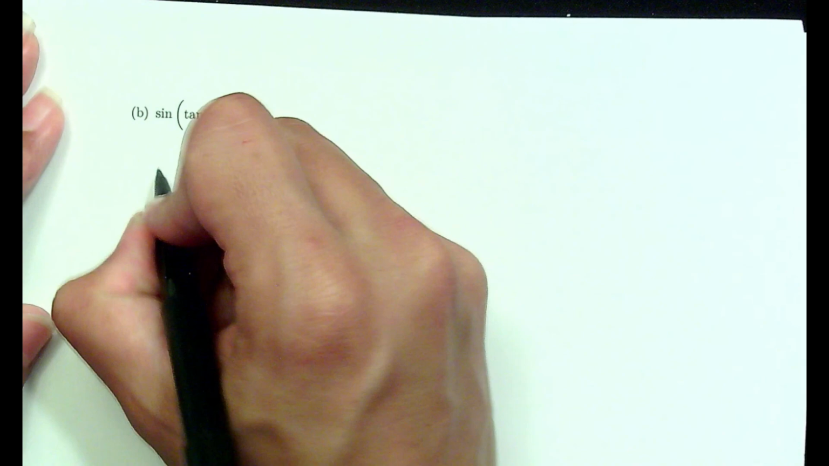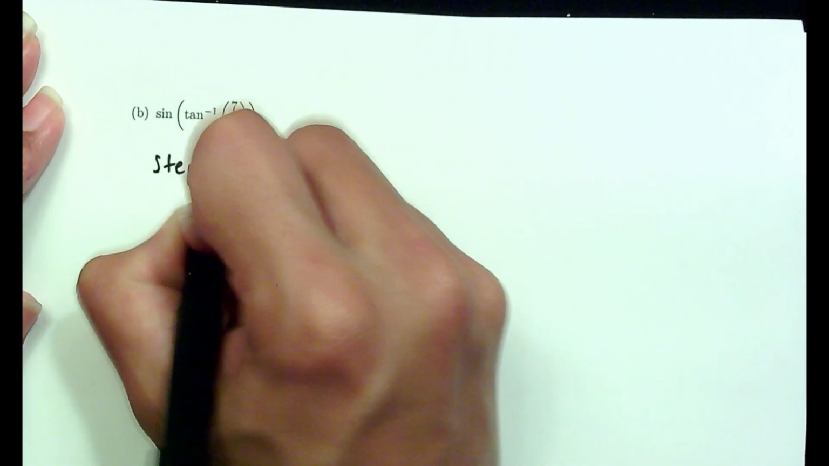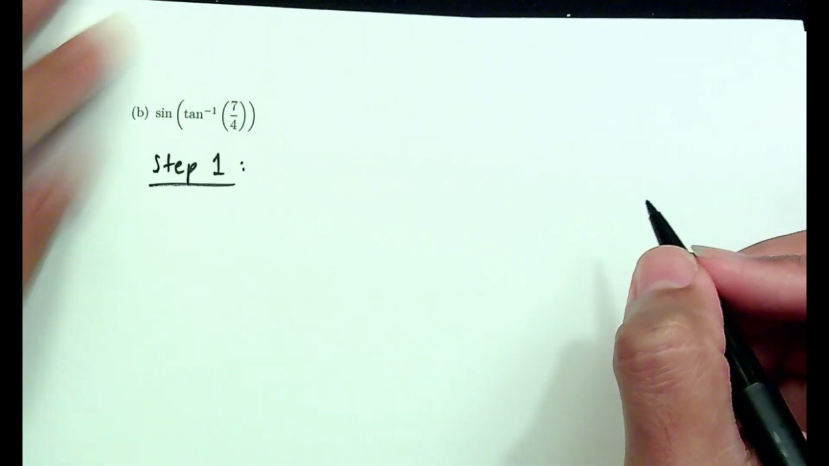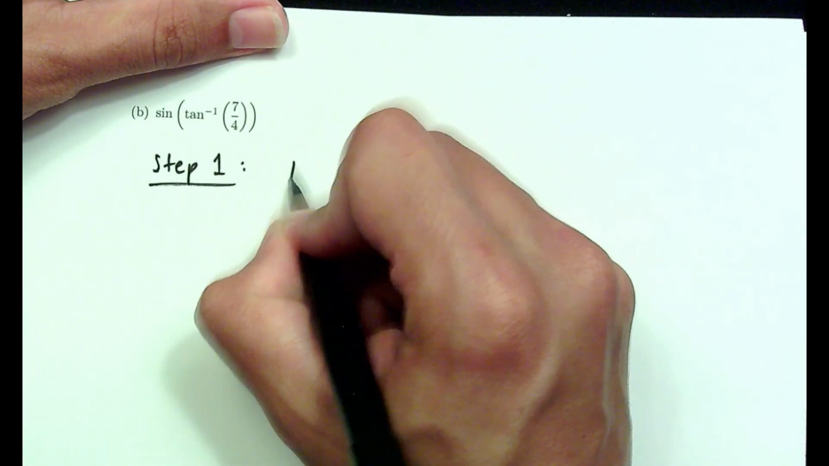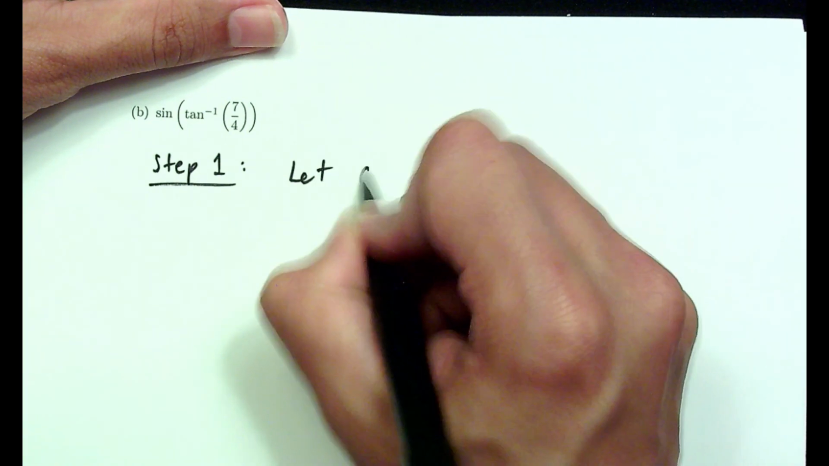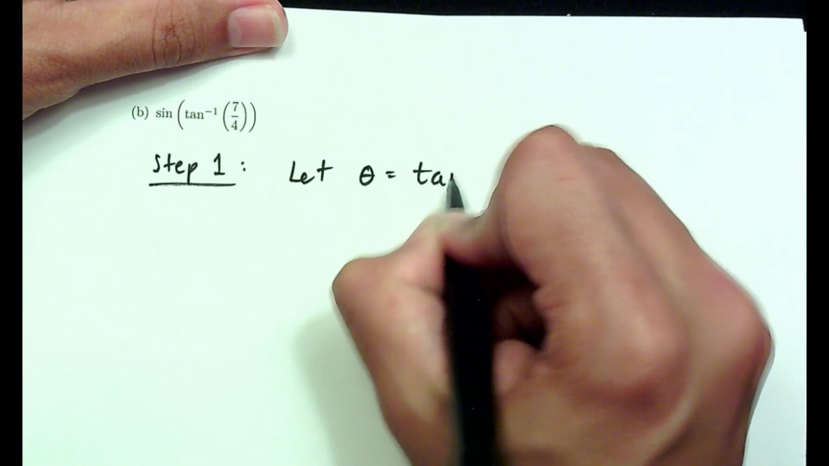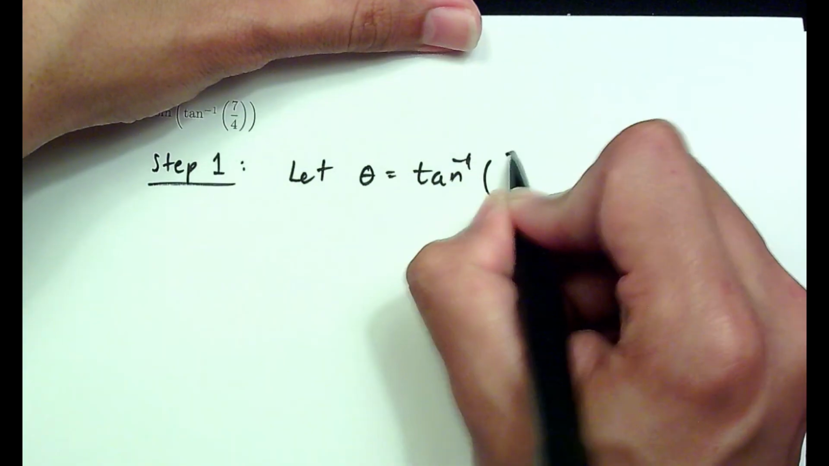All right, let's do a few more. Let's try this one. It says sine of tangent inverse of 7/4. Okay, step 1. I have more space in this page, so I might write the steps. First step is give a name to the inside. Let theta be the tangent inverse. So give that inside a name.